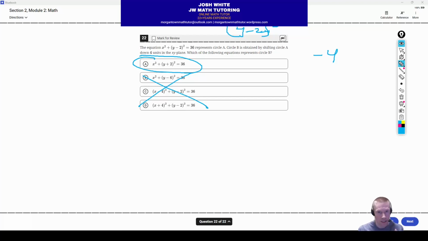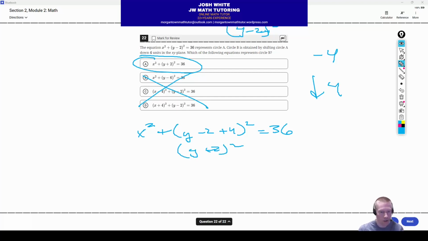So if you want to shift down 4 units, what you actually have to do is put a +4 inside the parentheses with the y. You have to do the opposite. So you add 4 in here, because again, the y is in parentheses. So that's why it becomes y plus 2. But again, you don't need to understand the theory behind it. All you need to do is basically just graph them out and you can just see.